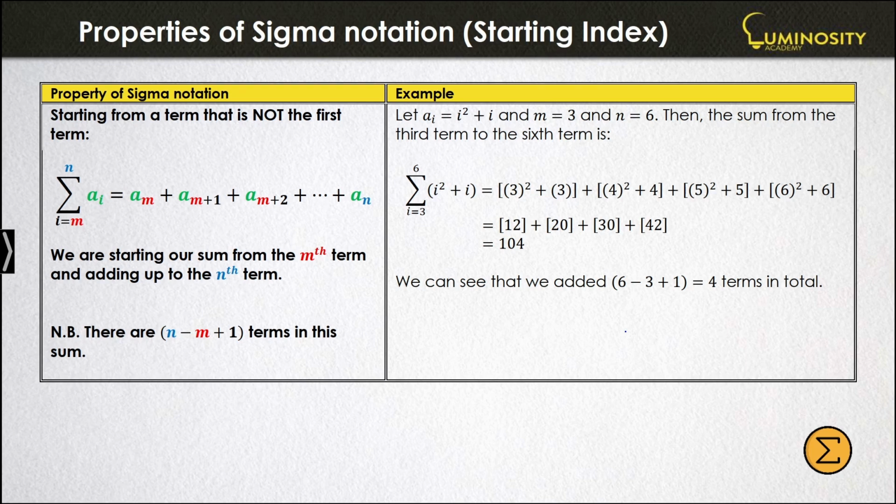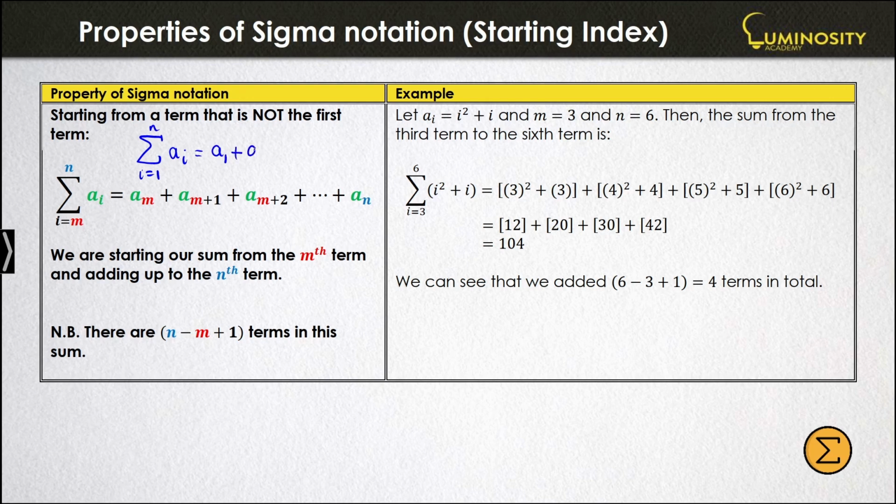In this lesson, we're going to have a look at the property of a sigma notation, specifically the starting index. So, starting from a term that is not the first term, what do I mean by that? Well, generally up to this point, our summations have looked like this: the sum from i equals 1 to n of your general term a_i. So that would start at i equals 1. That's what I mean by the first term in this case.